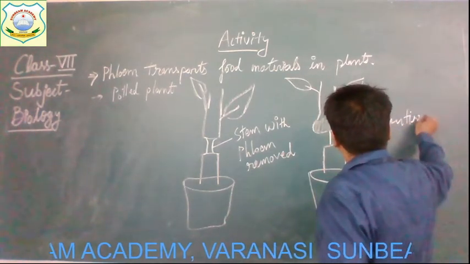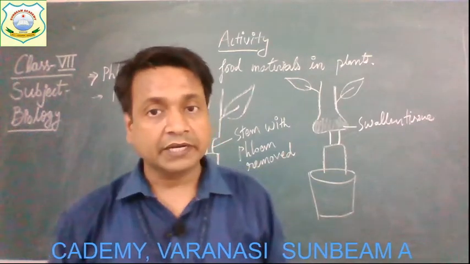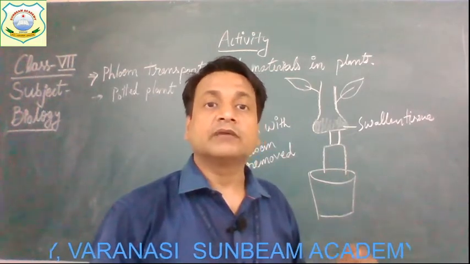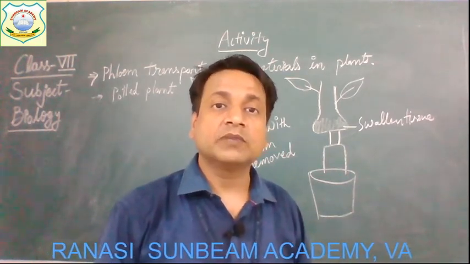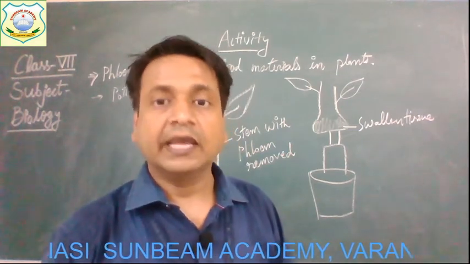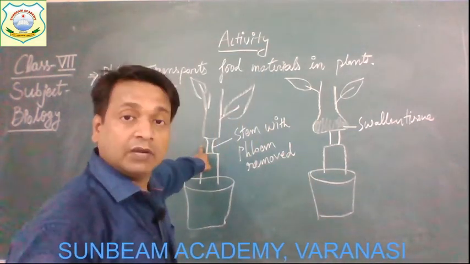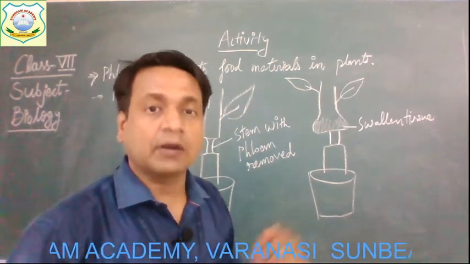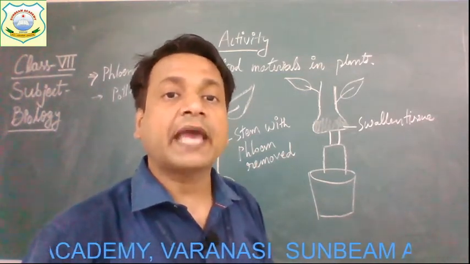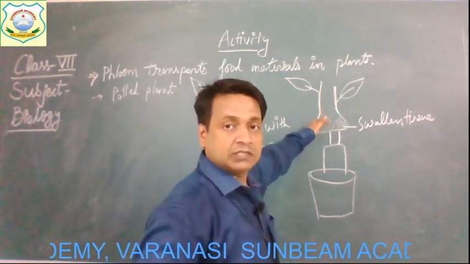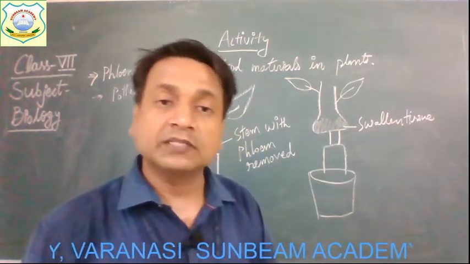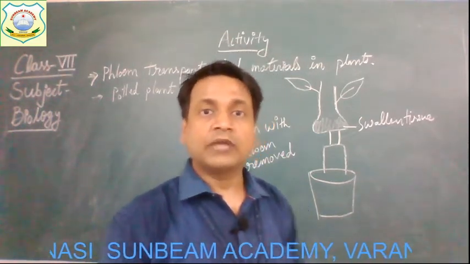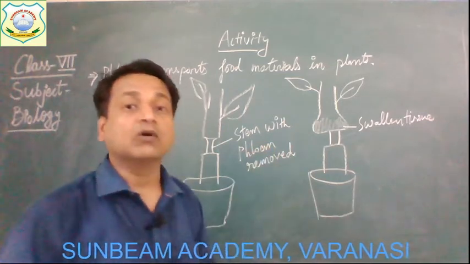Okay, children. Understood? So this activity is simply going to show that the phloem tissues of the plant are responsible for transportation of food materials in plants. As in this activity, when the phloem tissues get removed, the movement of food gets blocked, gets stopped, and as a result, that food gets accumulated in the upper portion of the stem, and this is the reason that this portion of the stem gets swollen. Okay, so I hope that you understood this activity. Now, come to the next topic.